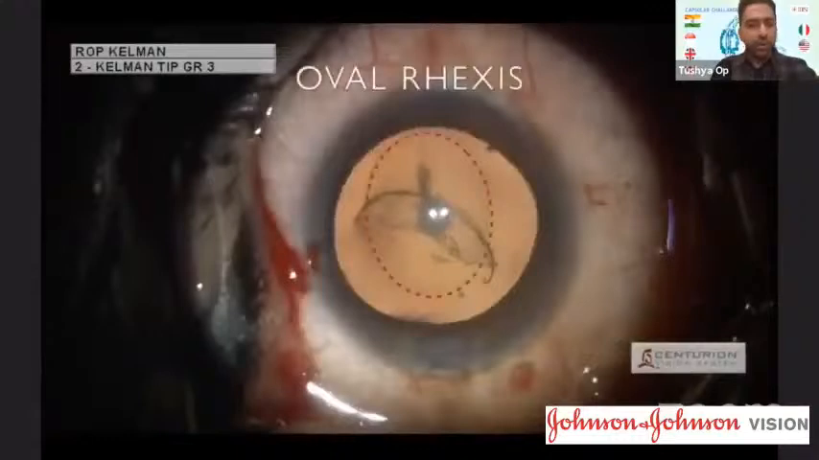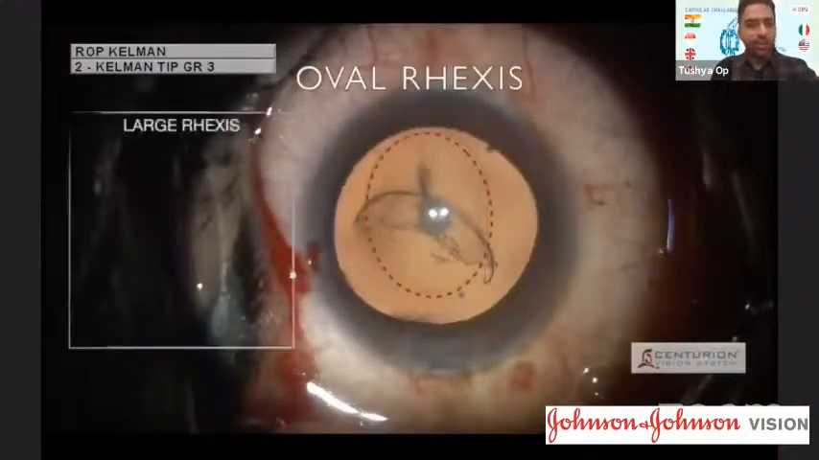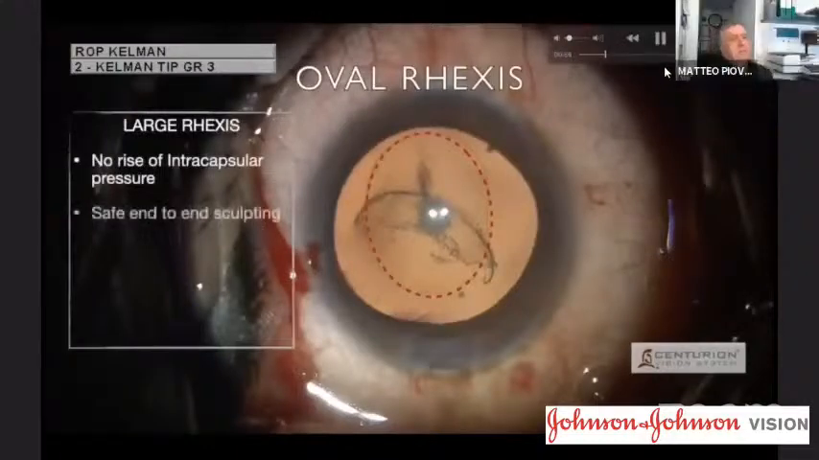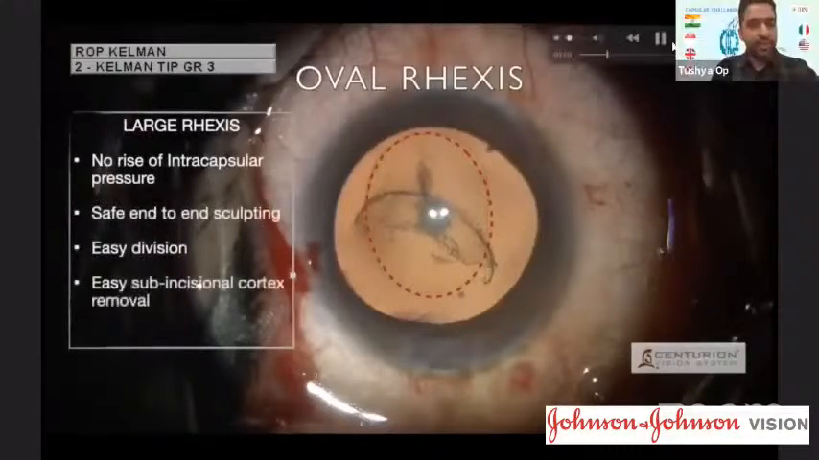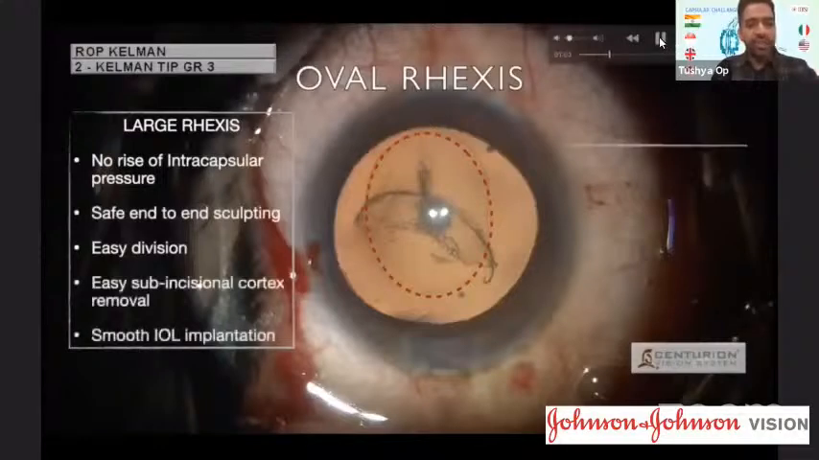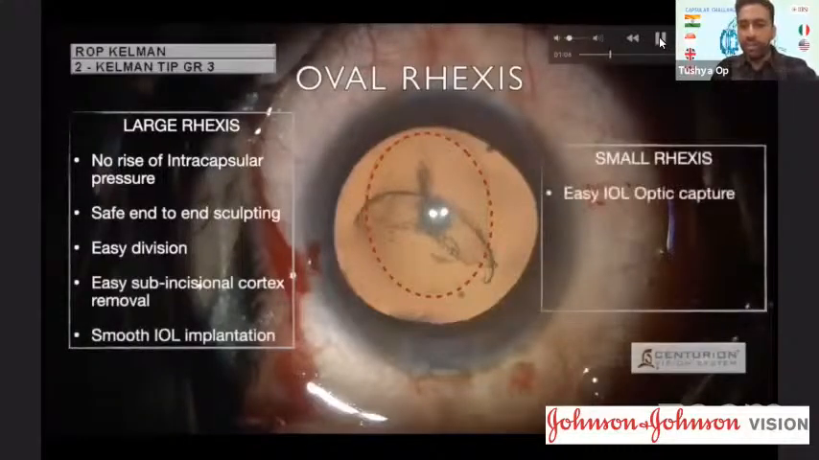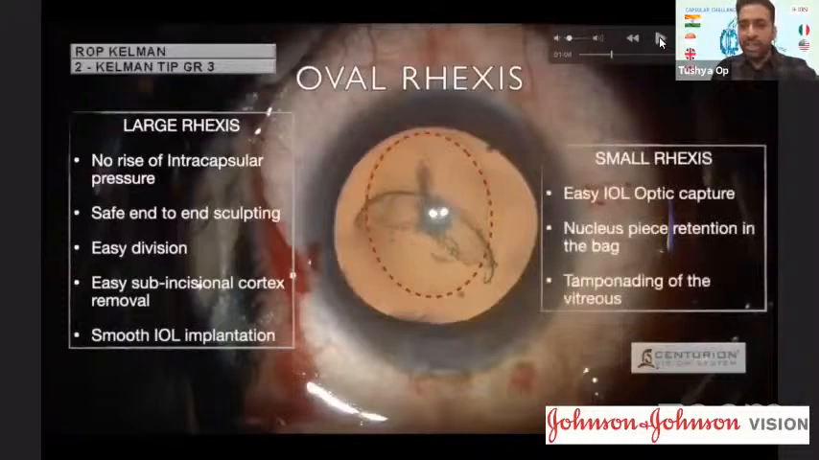The oval rhexis had numerous advantages. The large arm of the rhexis helped in providing no rise of intracapsular pressure, safe end-to-end sculpting, easy division, easy sub-incisional cortex removal, and smooth IOL implantation. The smaller arm of the rhexis helped in easy IOL capture, nucleus piece retention in the bag, and helped in tamponading of the vitreous.